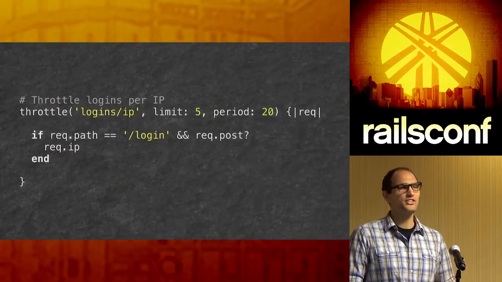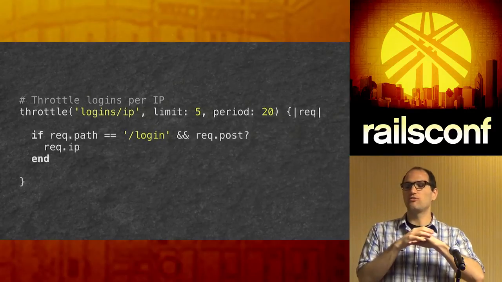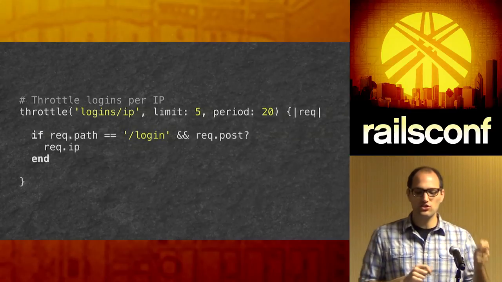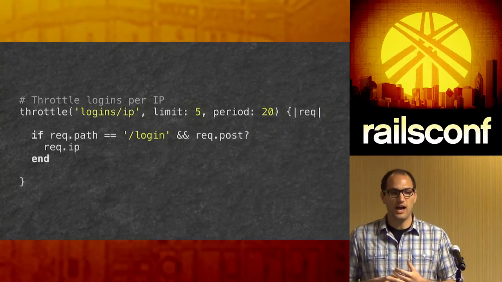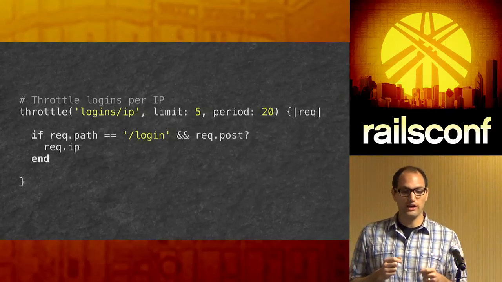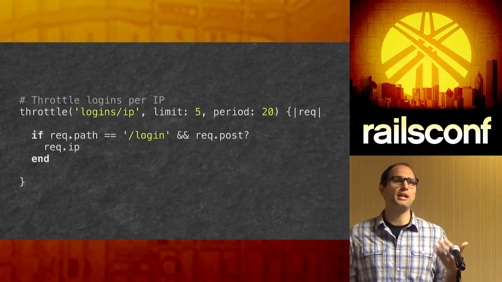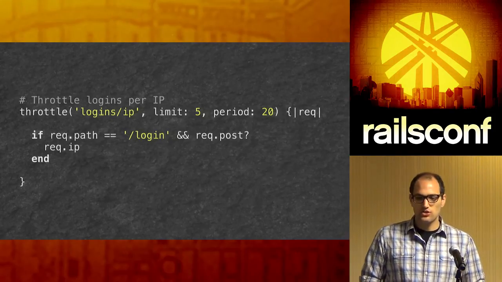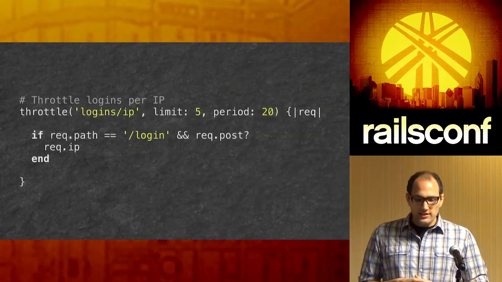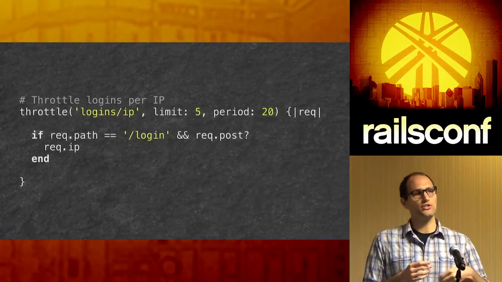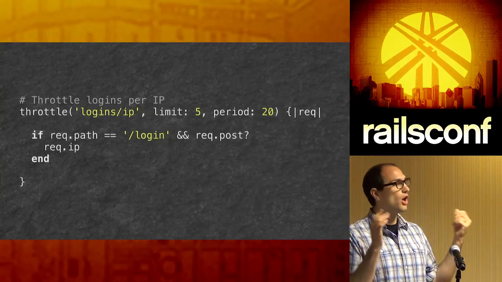We talked about how to do a throttle for all IP addresses, so each IP has its quota of how many requests you can do. But in our origin story about the login attack, we wanted to be extra careful about login requests. Those are something that you would want to throttle even more strictly than many other things in your application. So this is a new throttle, and we give it a new name, logins per IP. And this is saying that if you're making a post request to the login URL, then we want to throttle you by IP to this much lower limit.